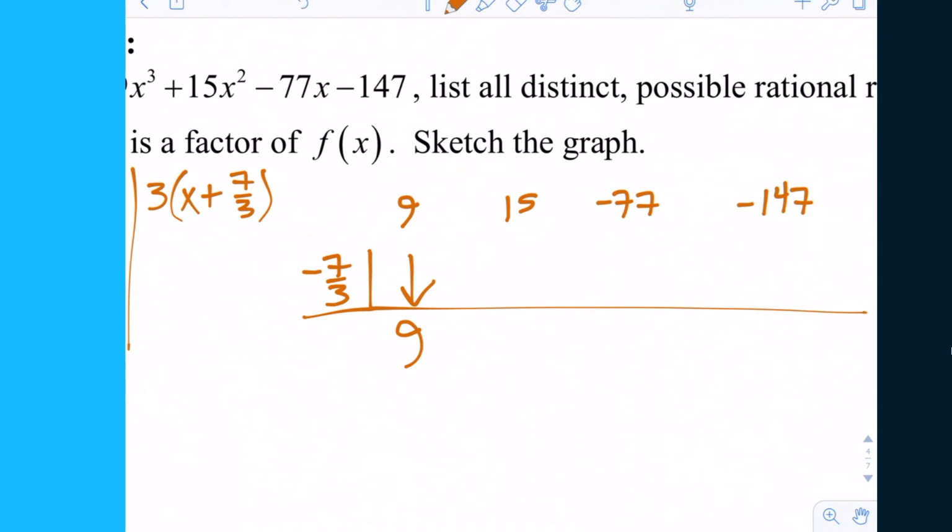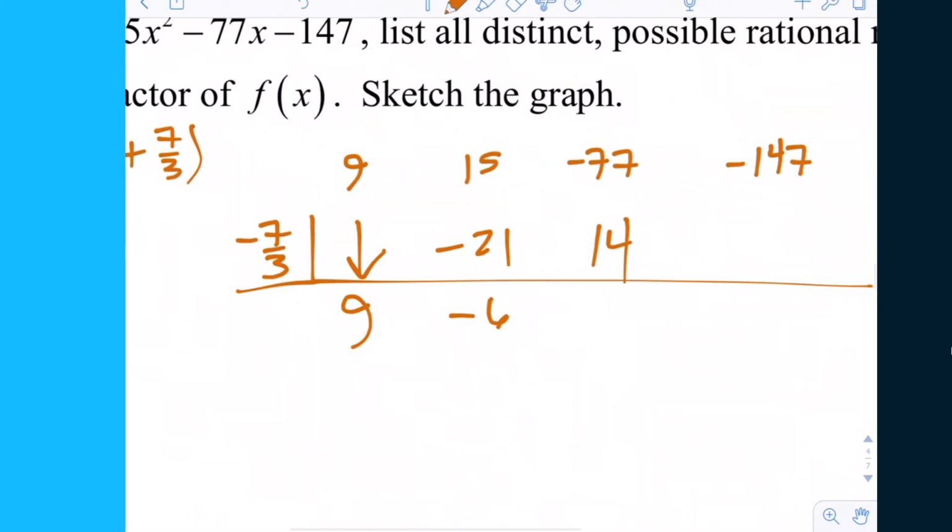What's 9 divided by 3? 3. And what's 3 times negative 7? Negative 21. Cool. And then you add and you get negative 6. And we'll divide again. Negative 6 divided by 3 is negative 2. Negative 2 times negative 7 is 14. And then when you add, you get negative 63. Negative 63 times 7. Oh, no, I'm not doing that. Negative 63 divided by 3 is negative 21. Now, negative times negative is positive, so what's 21 times 7?